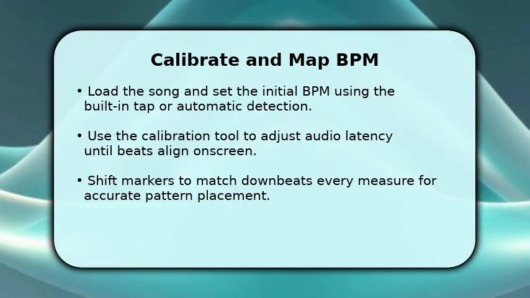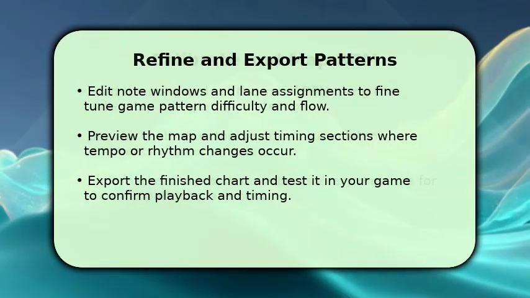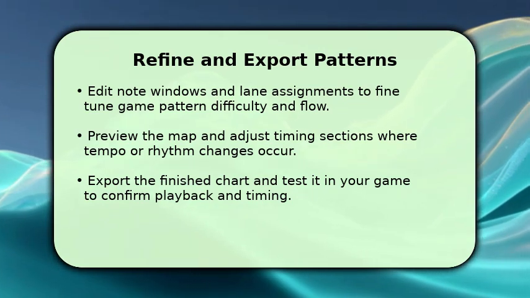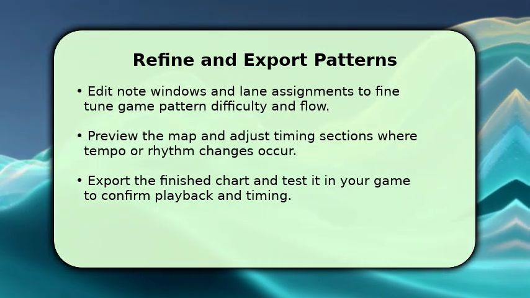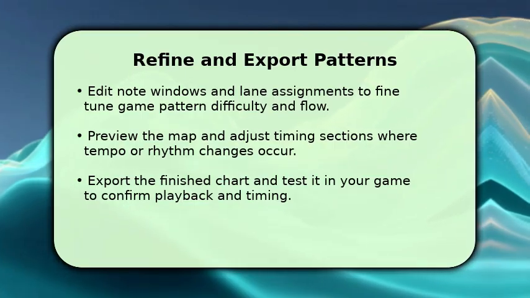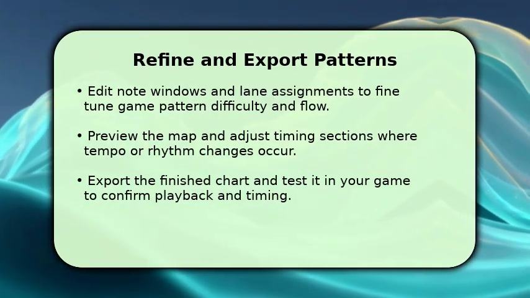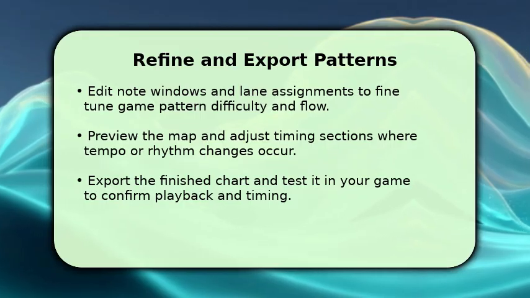Once mapping is complete, refine note windows and lane assignments to make patterns playable and musical. Use preview mode to play through the map and identify any timing sections that drift or need adjustment. When you find tempo or rhythm changes, add a new timing section and realign measure markers for accuracy.